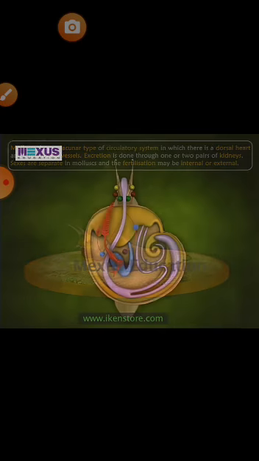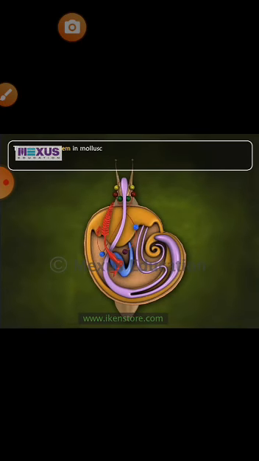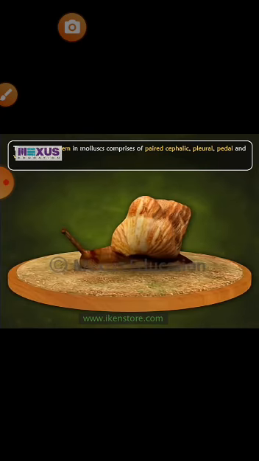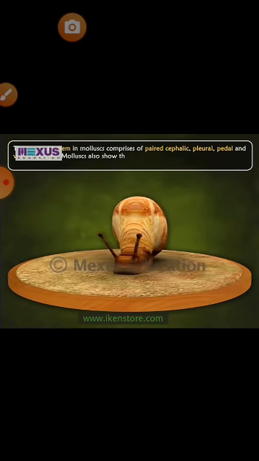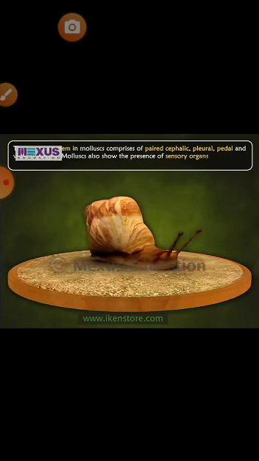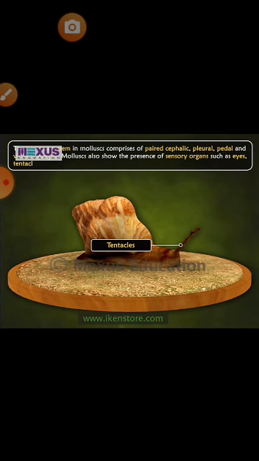The nervous system in mollusks comprises of paired cephalic, pleural, pedal, and visceral ganglia. Mollusks also show the presence of sensory organs such as eyes, tentacles, etc.